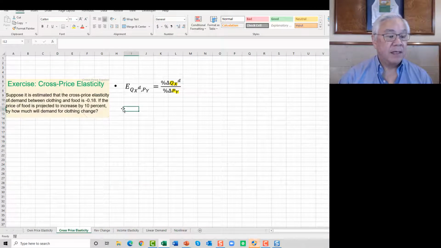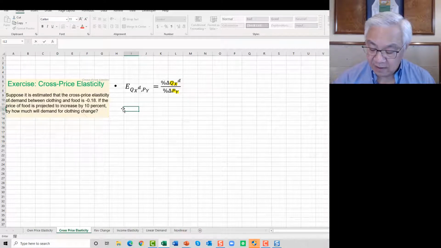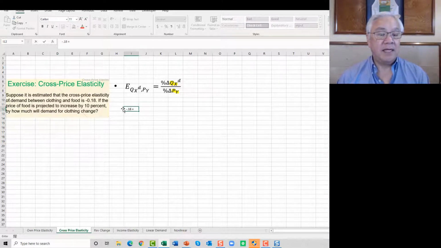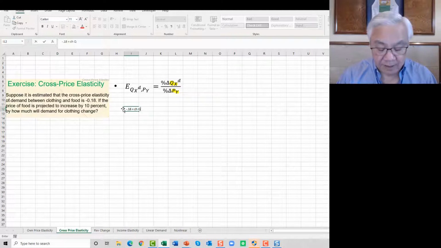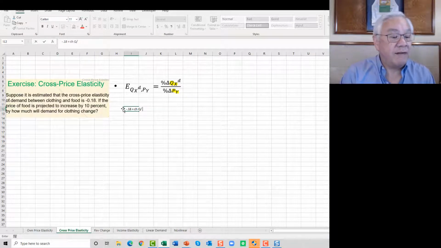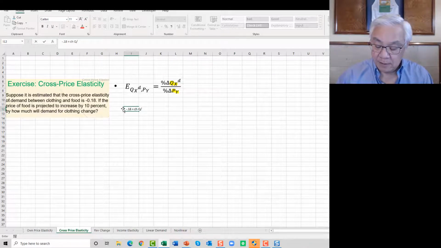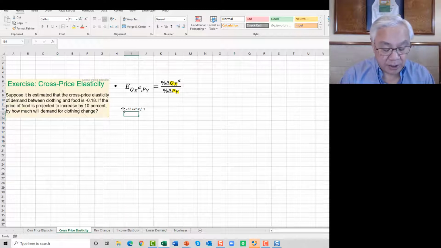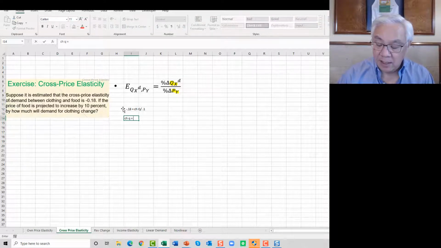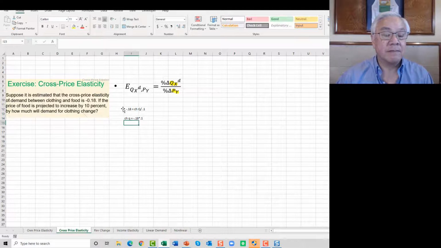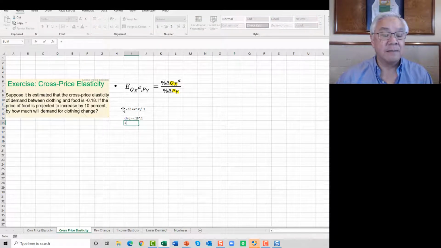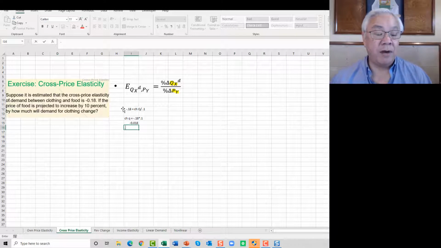So we know the following, that the cross-price elasticity is negative 0.18 equals the change in quantity, which is our variable, divided by the price change, which we're given here is 10%. It's a plus 10%. So 0.1. So we solve this. So the change in Q is equal to negative 0.18 times 0.1. And so in this case, the answer is negative 0.018, right? So that's the answer to this.